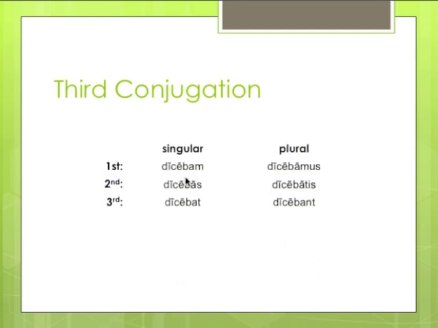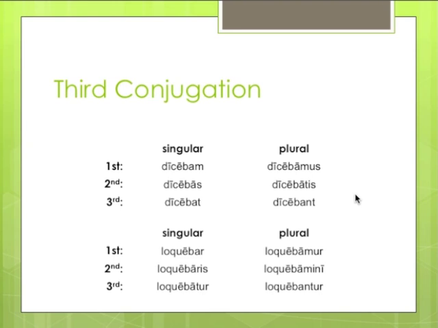Here's the third conjugation. This is from dico. It's dicebam, dicebas, dicebat, dicebamus, dicebatis, dicebant. And for third conjugation deponent verbs, it's loquebar, loquebaris, loquebatur, loquebamur, loquebamini, loquebantur.